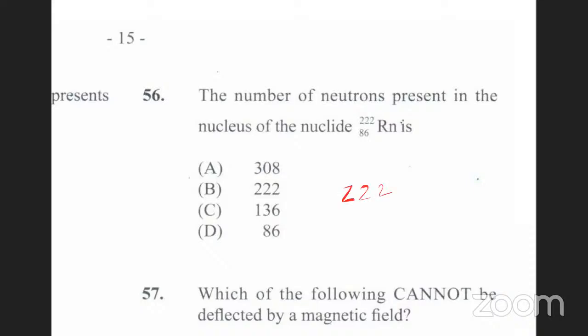Right, so it's 222 minus 86, and I get 136, which is C. Okay, you get that? All right. Let me see how good all the memory is now. We know the answer, right?